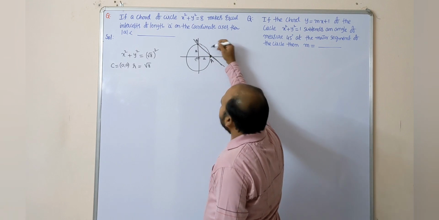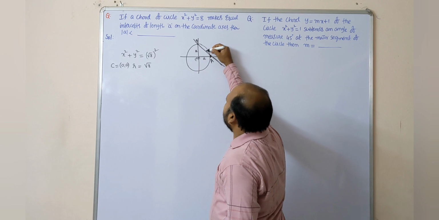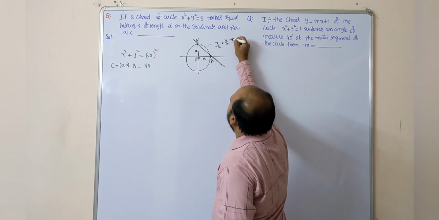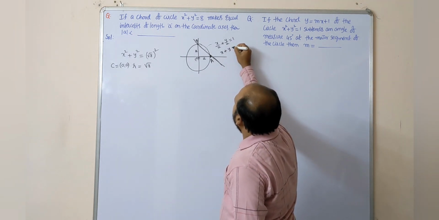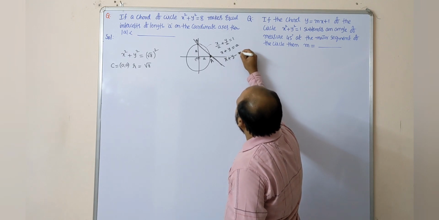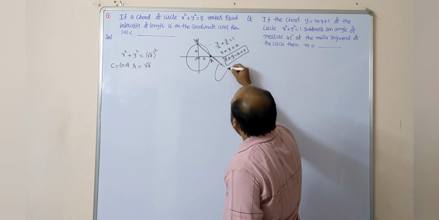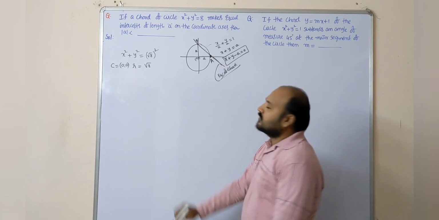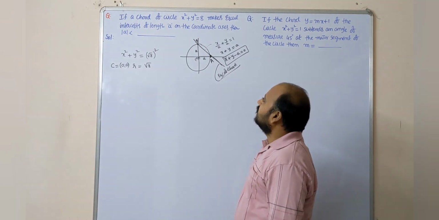So this is the line. The x-intercept is a, the y-intercept is a, so this line becomes x by a plus y by a equal to 1. After simplifying this equation, x plus y equal to a will come. So that is x plus y minus a equal to 0. This is the equation of the chord. Equation of chord, dear students. Do you understand this? Equation of chord.